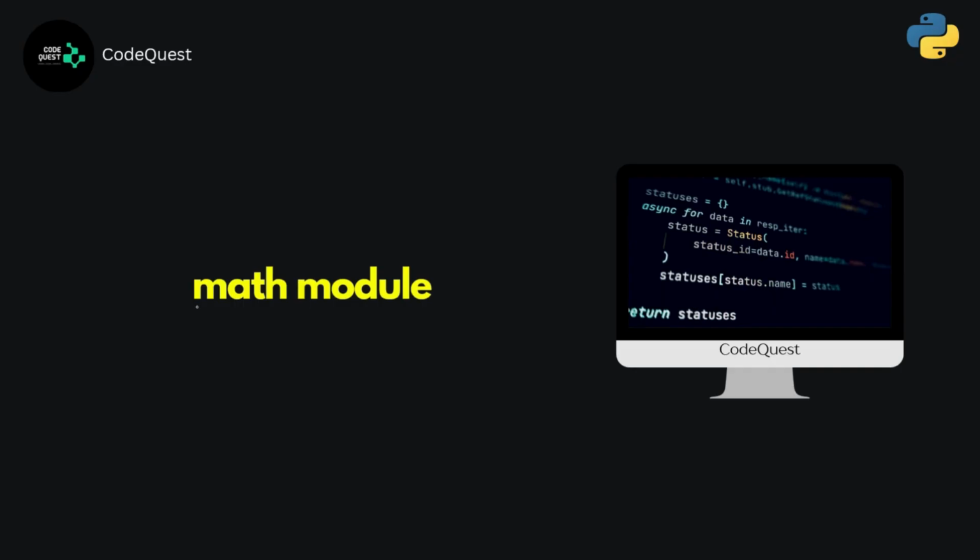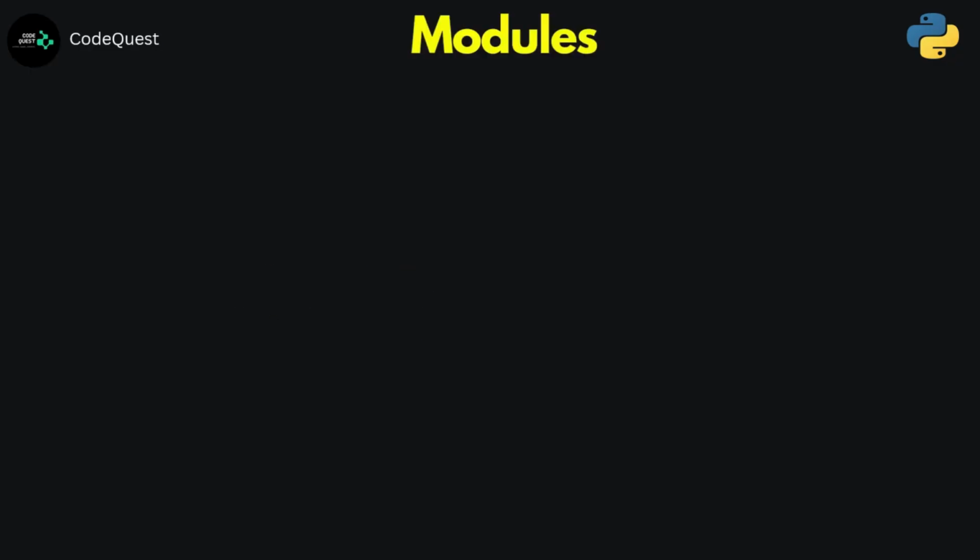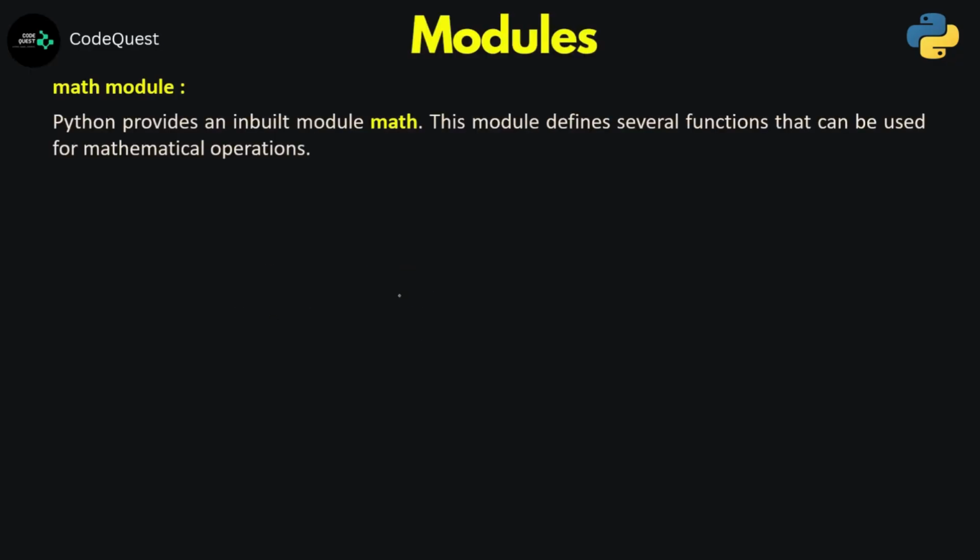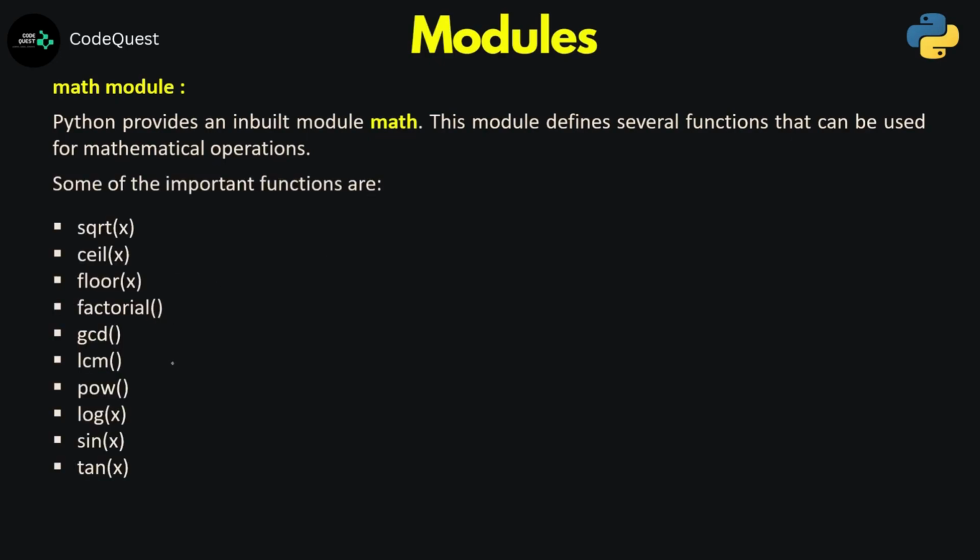Python has provided some predefined modules, and one of the most important modules is the math module. This is an inbuilt module, and in this module we have several functions which are useful for certain mathematical operations. To list out some of them: square root, that is sqrt, ceil, floor, factorial, gcd, lcm.